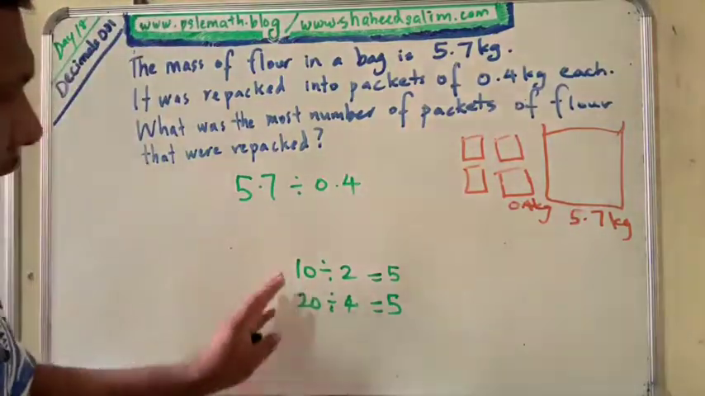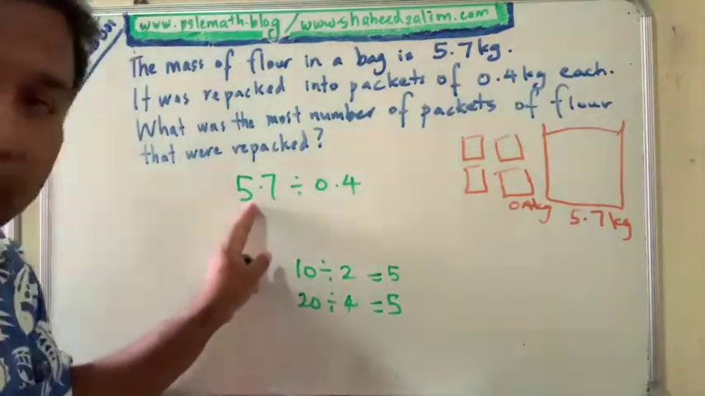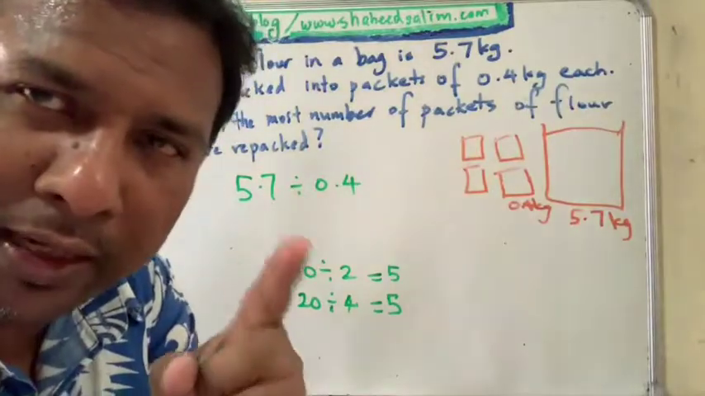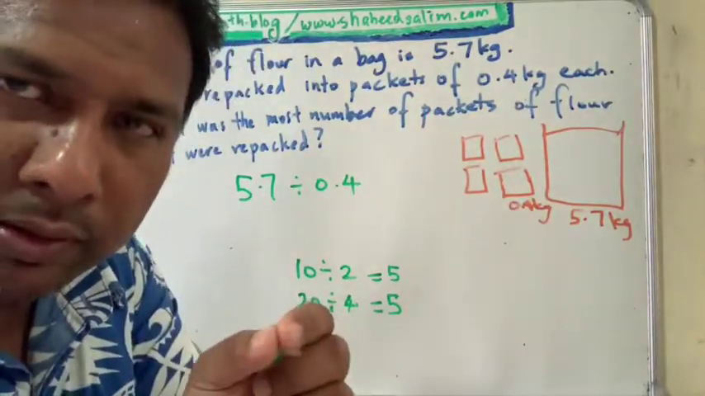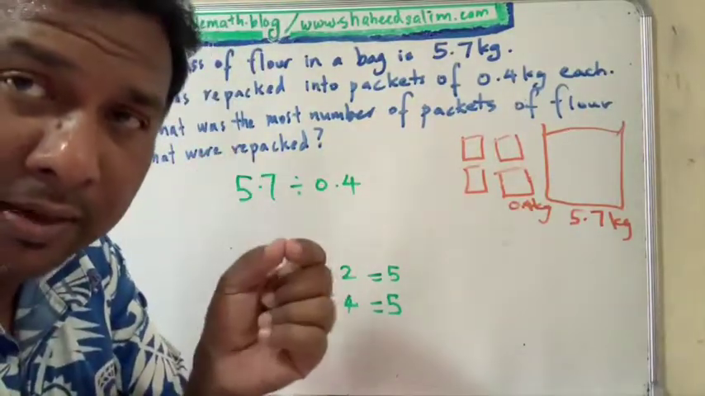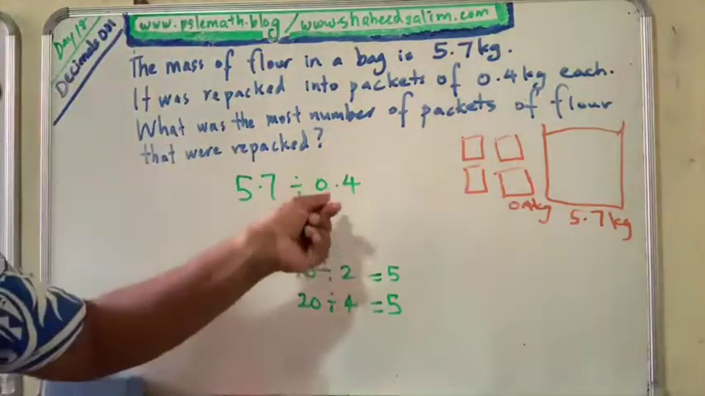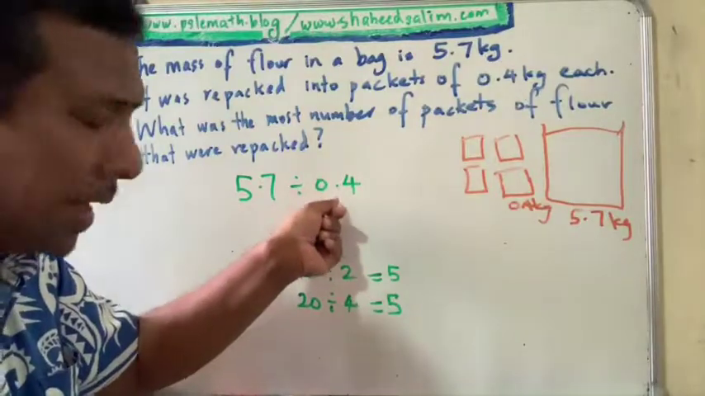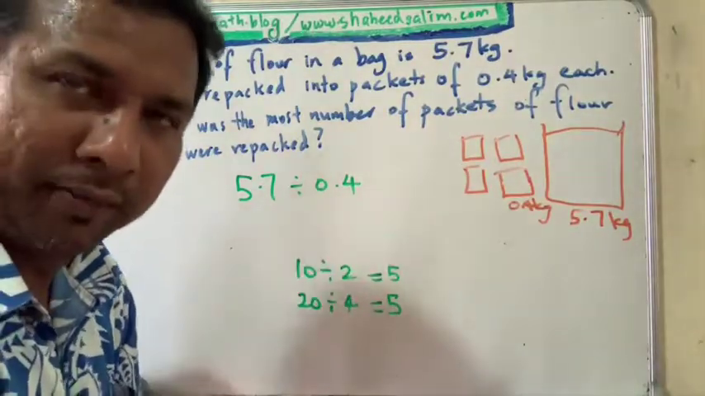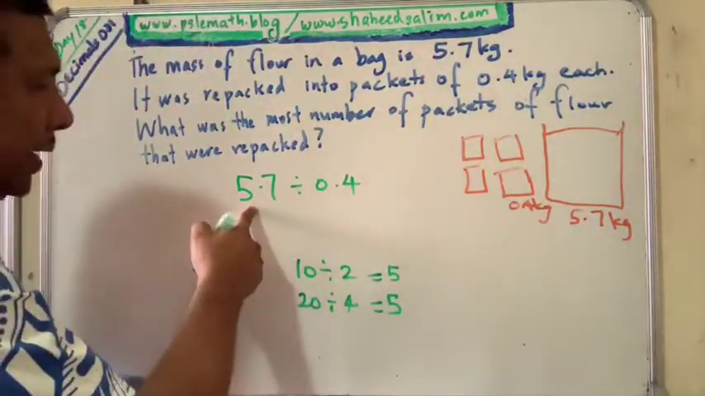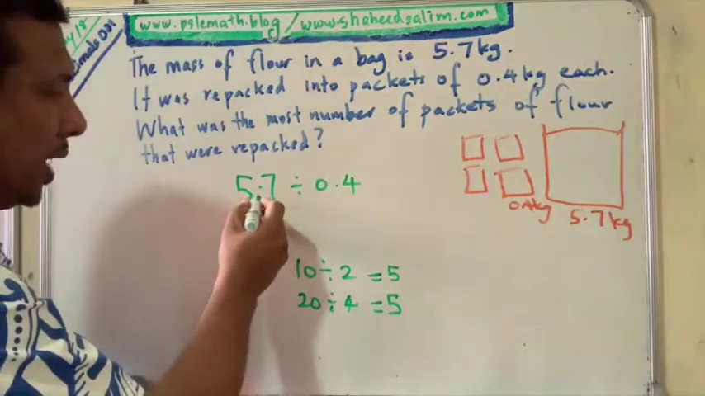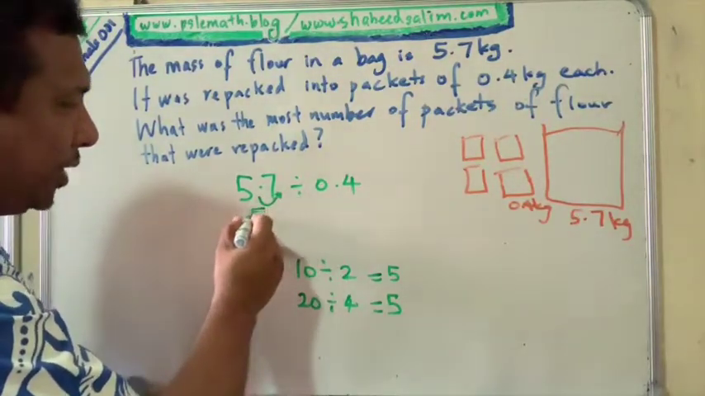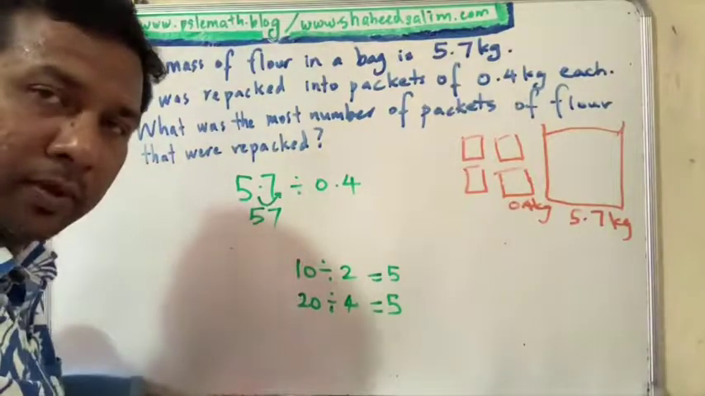So what we can do is multiply by a number to get rid of the decimal point, so that it is easier for us to divide, especially what you're going to divide it by. If this is without a decimal point, it's easier to divide. So I'm going to times this by 10. 5.7 times 10, you shift by one decimal place, it's 57, right?